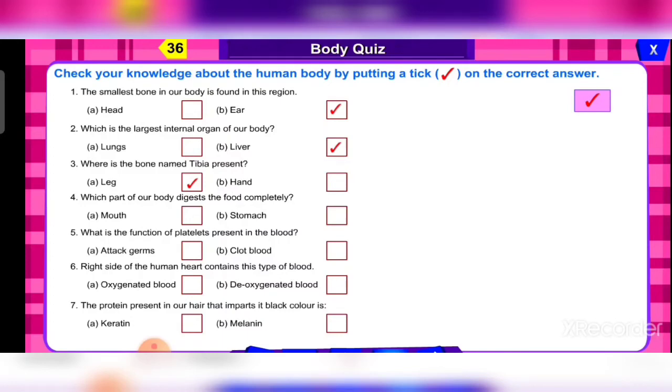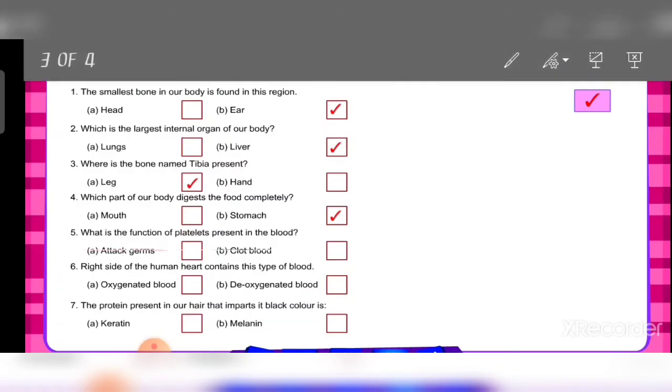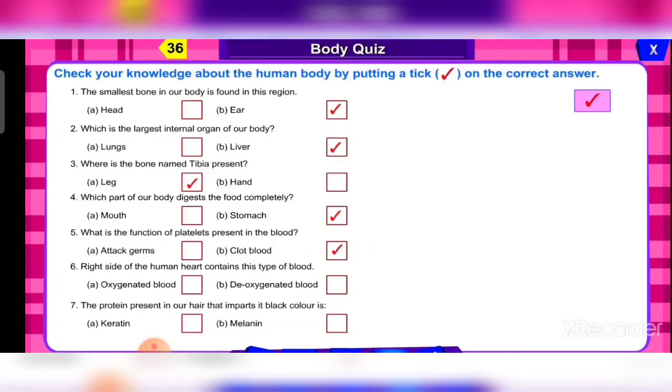Number 4, which part of our body digests the food completely? So what is the answer kids? Mouth or stomach? We eat food from our mouth, but the process of digestion completes in our stomach. So the right answer is stomach. Number 5, what is the function of platelets present in the blood? So which is the right answer? Attack germs or clot blood? So the right answer is clot blood.